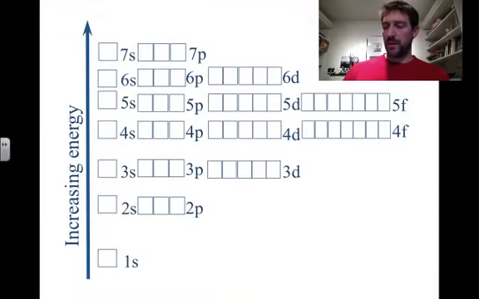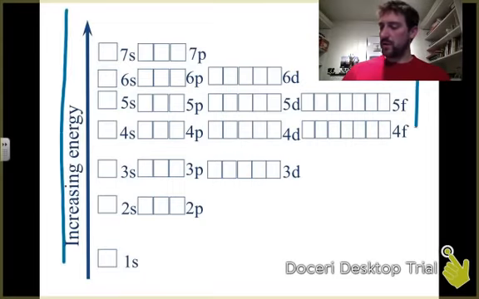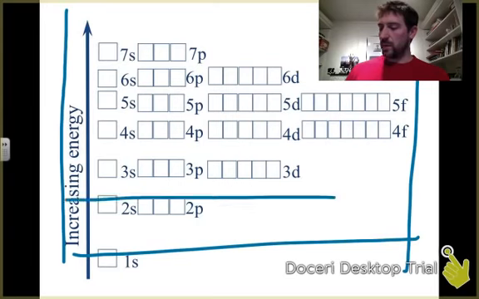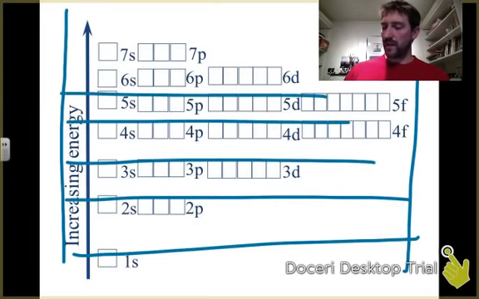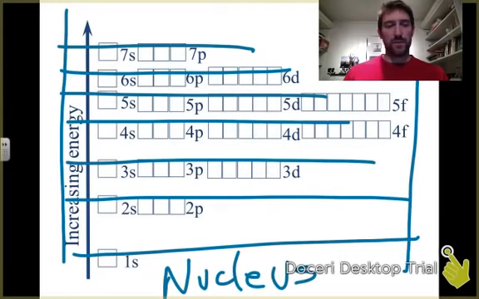I had built a ladder. And let me get my pen back up there. Had built a ladder, and these were the rungs of that ladder. So we've got 1, 2, 3, 4, 5, 6, 7, where this was the nucleus. And these are different energy levels. So the further you get away from the nucleus, up here, the greater the energy.